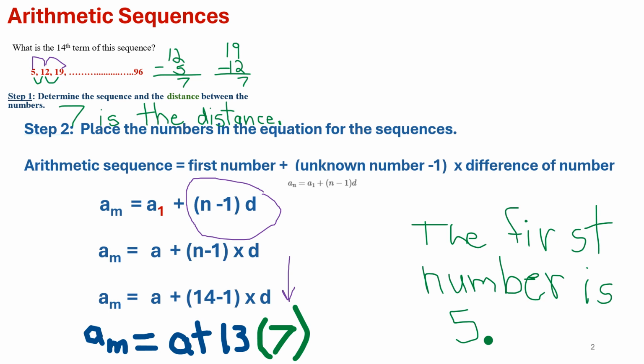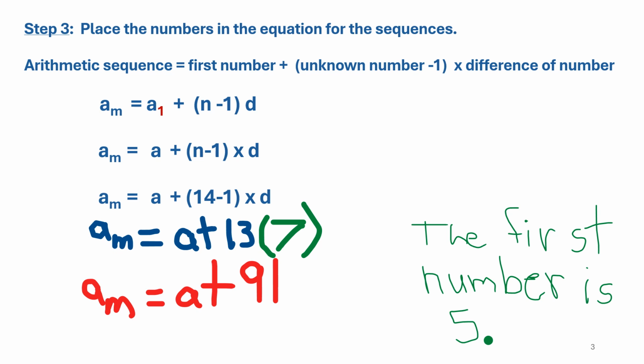n minus 1 times d. So you're looking for 14 minus 1, which is going to give you 13. So that was noted here. 14 minus 1 is 13, so you have 13 times 7. And when we move on to the next side, 13 times 7 is 91.